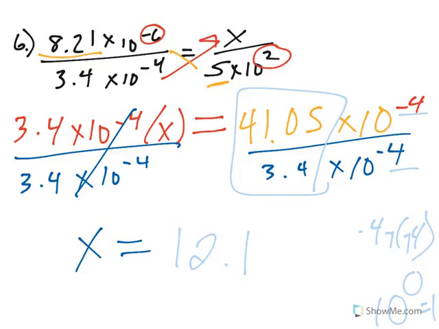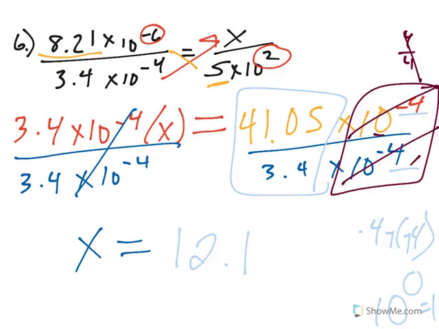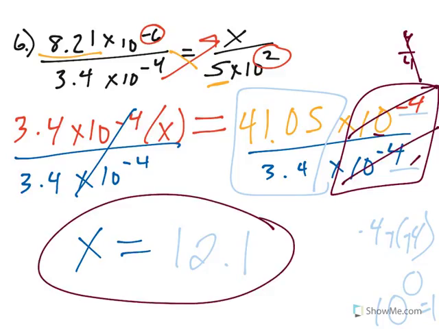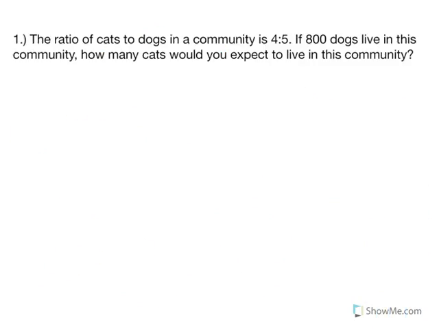But essentially, because they are the same, right? 10 to the negative 4th over 10 to the negative 4th. This is the same as having 4 over 4. Whatever, right? They cancel each other out. So these will cancel each other out, and I'm left with just 12.1. Let's turn the page.